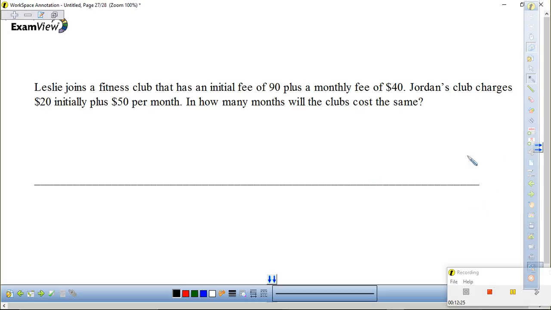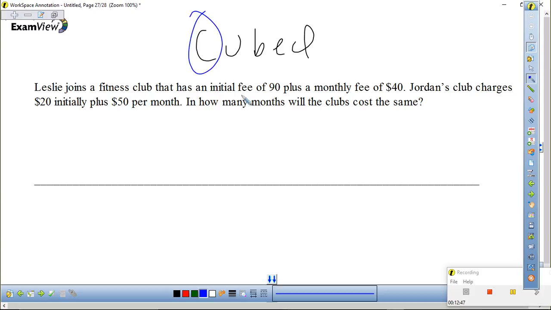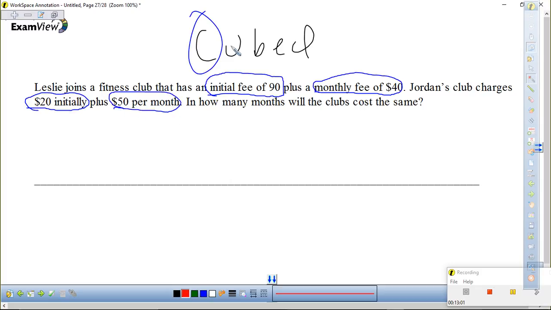Okay. Number 17, it says, Leslie joins a fitness club that has an initial fee of $90 plus a monthly fee of $40. Jordan's club charges $20 initial fee plus $50 per month. In how many months will the clubs cost the same? So let's cube this. Let's circle important numbers. What are important? Initial fee of 90, monthly fee of 40, 20 initial fee, and 50 per month, okay? Underline the question. What is the question? And when will the clubs cost the same, okay?